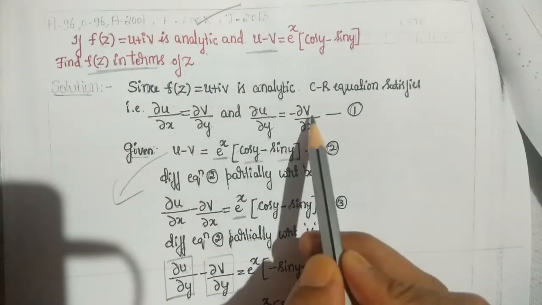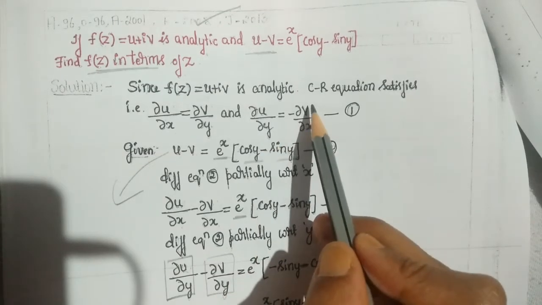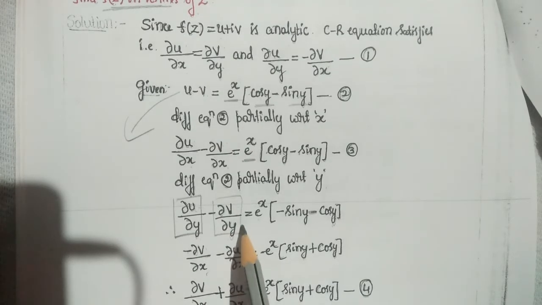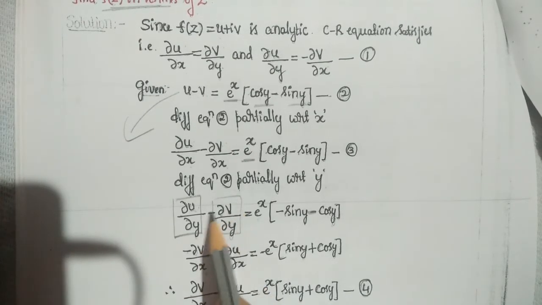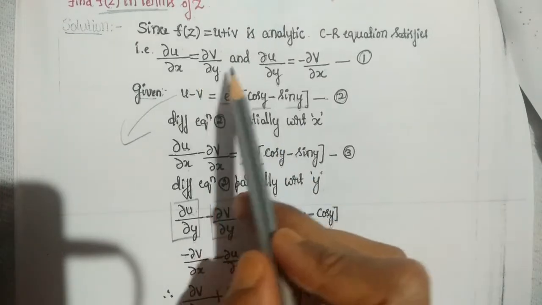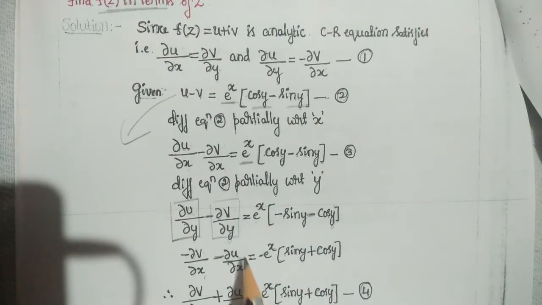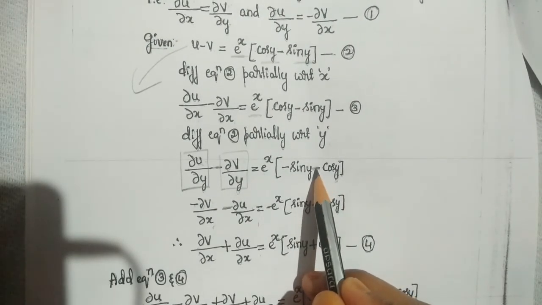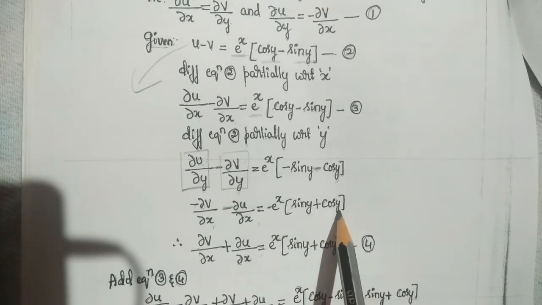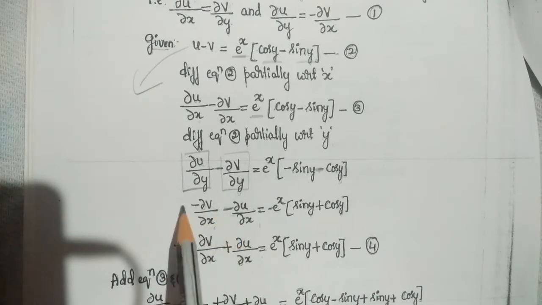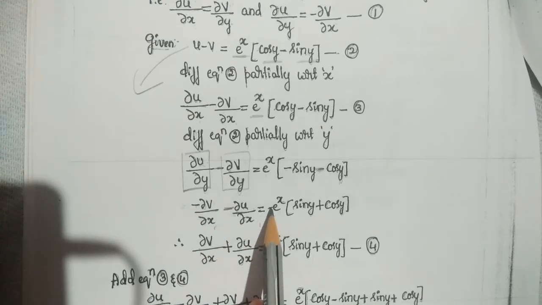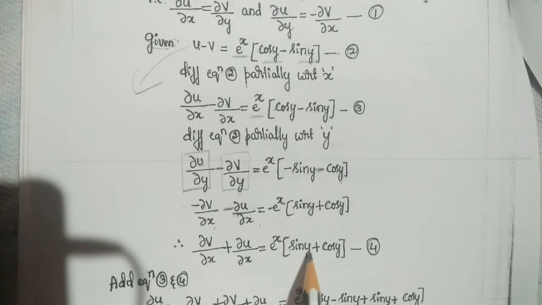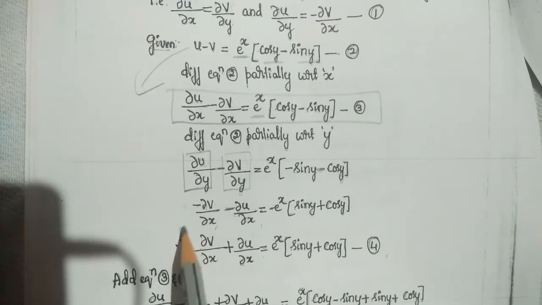Dou u by dou y, by using the CR equation, is minus dou v by dou x. Substitute that one. Next, what is dou v by dou y? Minus as it is. What is dou v by dou y? Dou v by dou y is dou u by dou x. Substitute dou u by dou x. Is it clear? Next, here we have minus, here we have minus. Take common. So minus e power x into sin y plus cos y. So now here we have both minus, cancel those two. You will get dou v by dou x plus dou u by dou x is equal to e power x into sin y plus cos y. Call it as 4. I have these two.